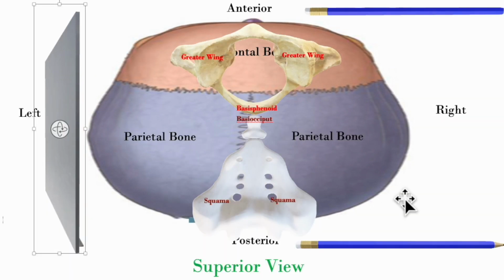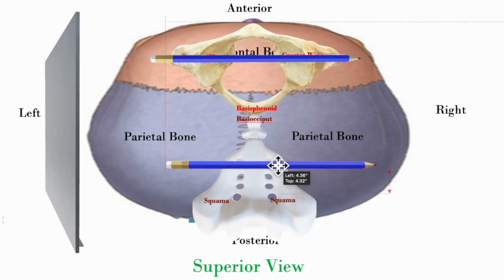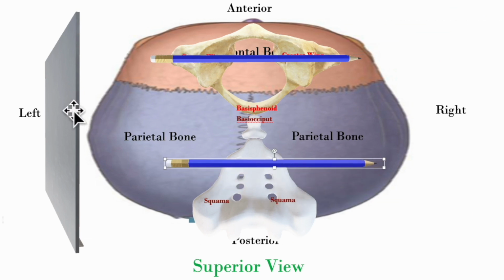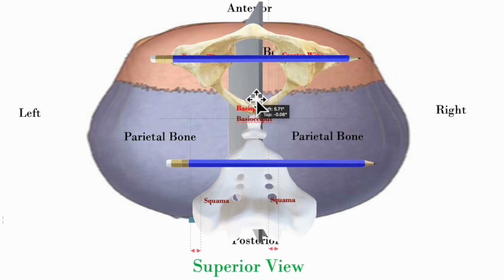Now the axes and the planes for both the superior and inferior shear are the same as they were for flexion extension. So it'll be two transverse or horizontal axes, one for the sphenoid, one for the occiput, and they're going to move in a sagittal plane.